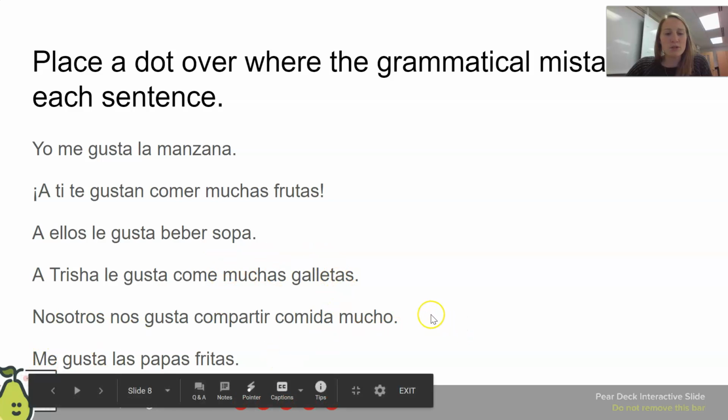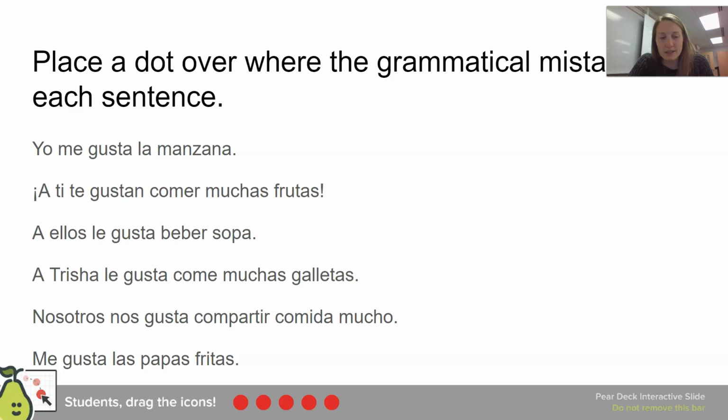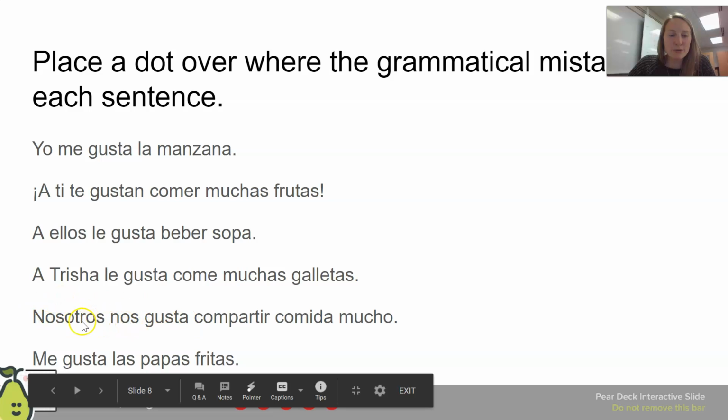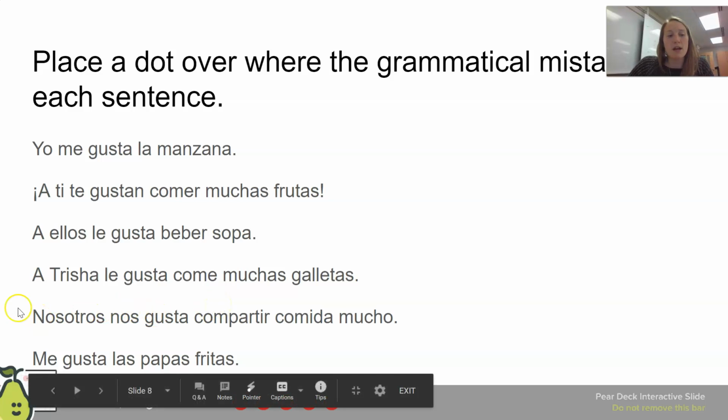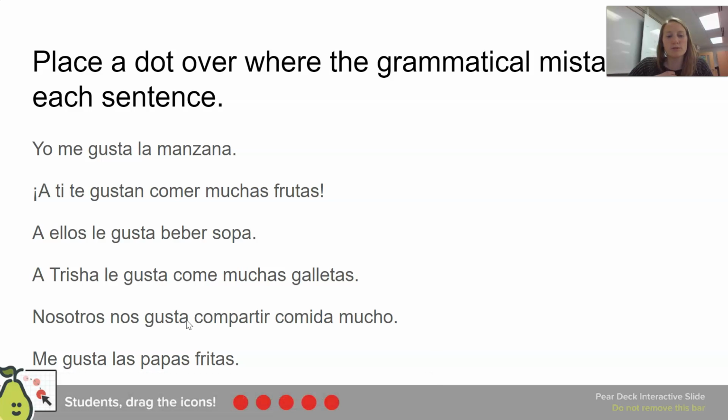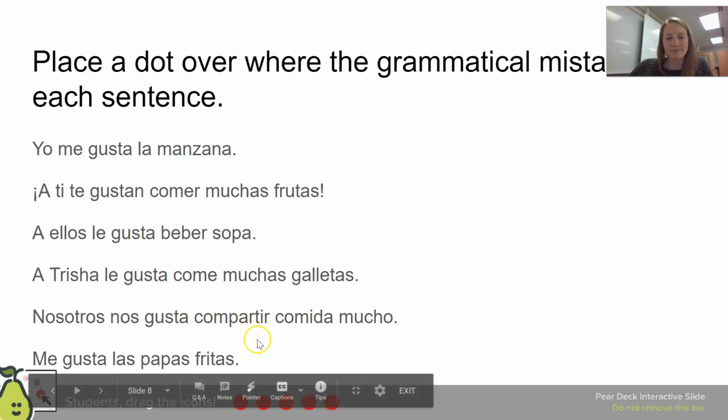What about this one? Nosotros nos gusta compartir comida mucho. It's just one little letter again that'll get ya. Whenever we use gusta and we're using a noun or pronoun, we have to put an a in front of it. A nosotros nos gusta. If we got rid of the nosotros and just said nos gusta, that would be grammatically correct. A nosotros nos gusta, grammatically correct, but nosotros nos gusta is not grammatically correct.